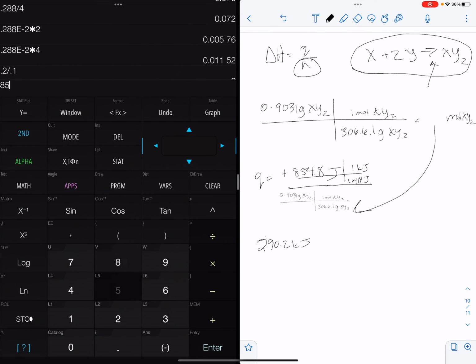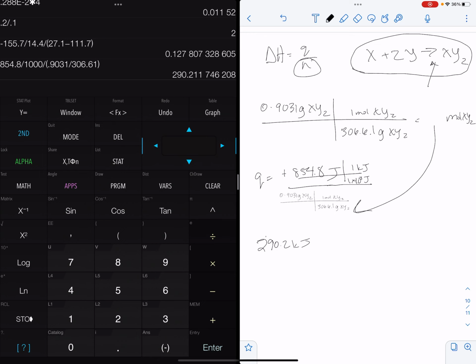So I have 854.8 divided by 1,000 divided by, and I'm putting parentheses in here, 0.9031 divided by 306.61. And you can see that gives me 290.2. And notice that because this has 1, 2, 3, 4 sig figs, and this has 1, 2, 3, 4 sig figs, that's why my answer was requested to have 4 sig figs.